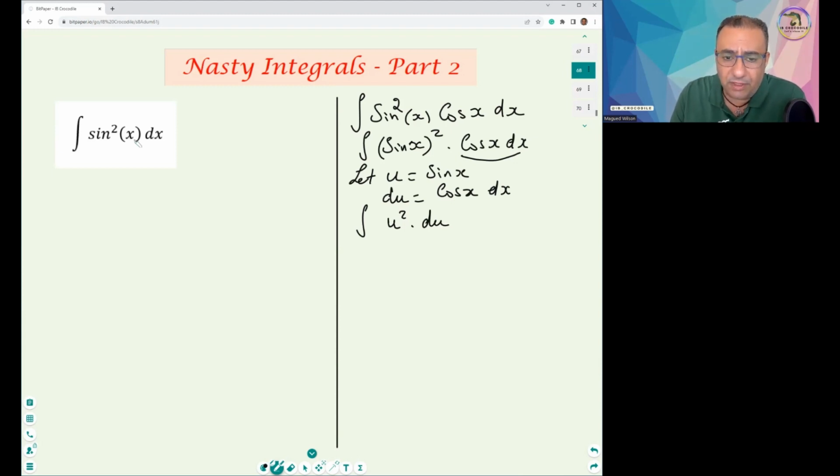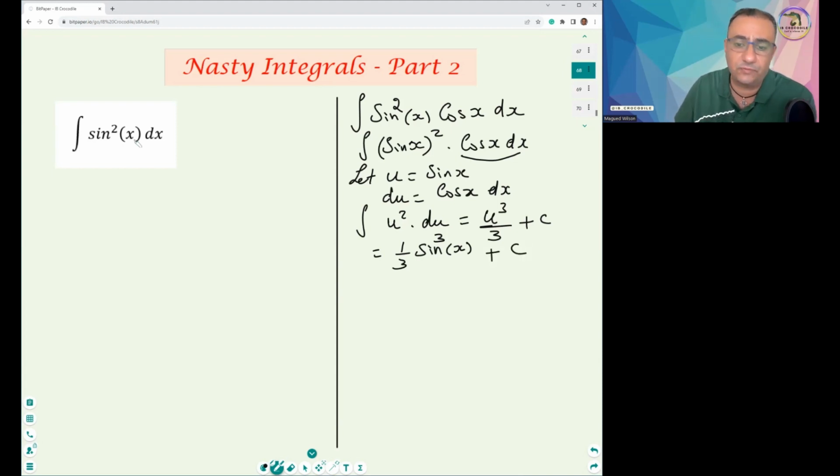So here, the integration of u squared du, you use the power rule: you add 1 to the power and divide by the new power. So it's going to be u to the power of 3 over 3 plus c, and then you put u back by its substitution, which is sine. So at the end of the day, it is going to be 1 over 3 sine to the power of 3 of x, plus c, the constant of integration.